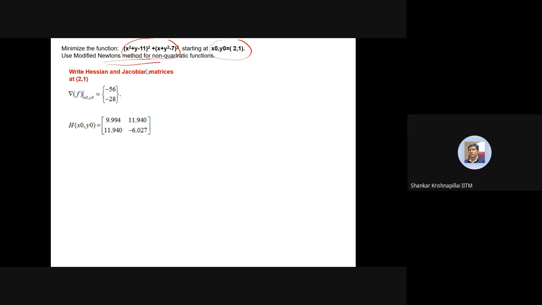So first you find the first derivative vector at 2, 1. Okay, so this is the first derivative vector at 2, 1. Then you find the second derivative vector at 2, 1. So these values are got: del f at x0, y0 and h at x0, y0.